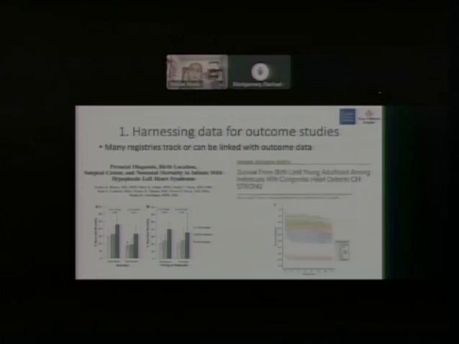This is another project, the CH STRONG project, which is tracking outcome data as well. This is survival probability by age, looking by lesion. You can see that these are each different congenital heart lesions that are being tracked within the CH STRONG study. And this is a beautiful paper just recently published.